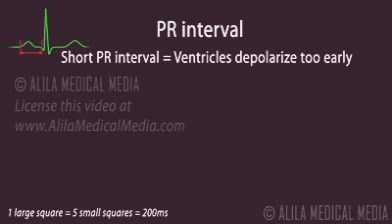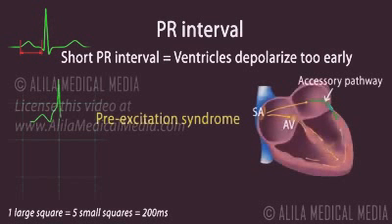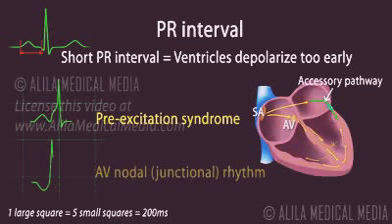A shorter than normal PR interval of less than 3 small squares signifies that the ventricles depolarize too early. There are 2 scenarios for this to happen. Pre-excitation syndrome, presence of an accessory pathway bypassing the AV node. AV nodal junctional rhythm, non-sinus rhythm initiated from around the AV node area instead of the SA node. In this case, P waves are either absent or inverted in the inferior leads.